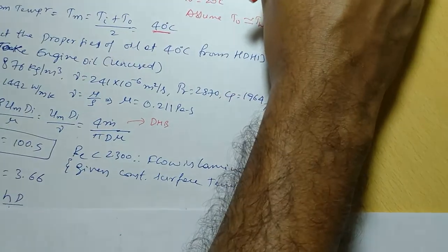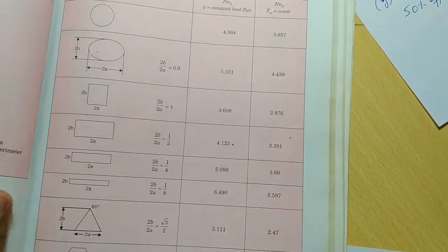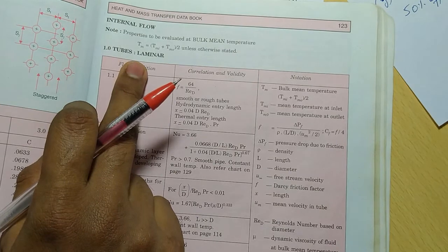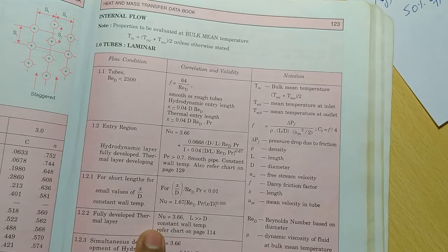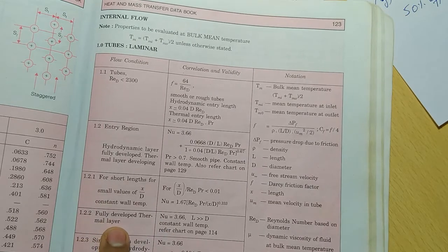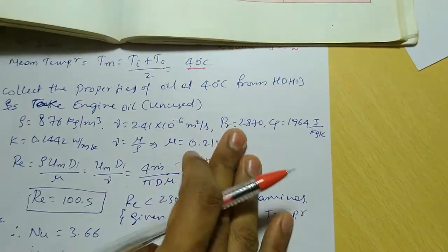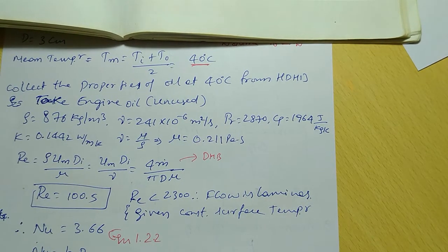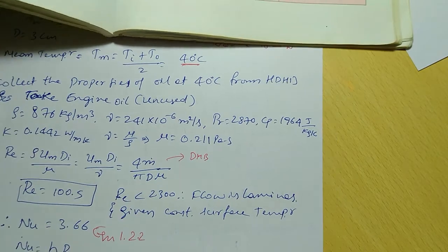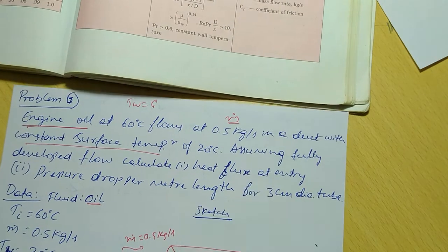Therefore we have to choose the equation from the data handbook. Laminar, constant wall temperature, fully developed flow. Therefore you have to use Nusselt equals 3.66, that is equation 1.22. Nusselt equals 3.66. Then you know this equation, find out the h value. Once you find out the h, the question is what? You have to calculate the heat flux at the entry.